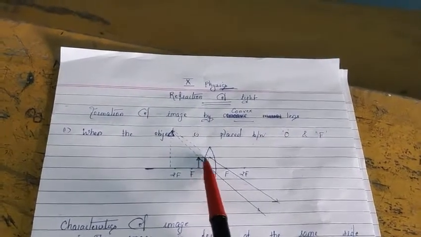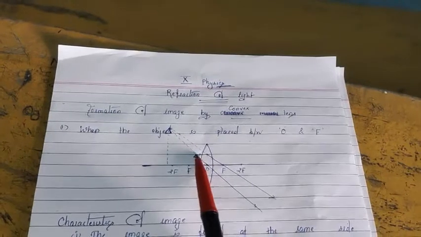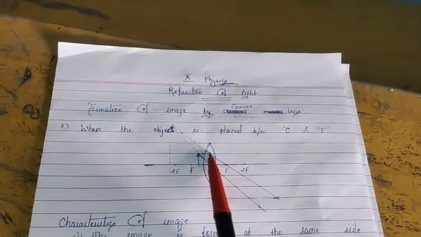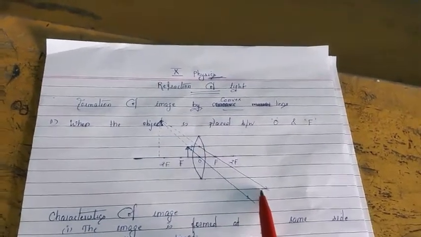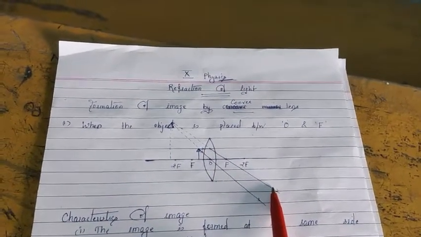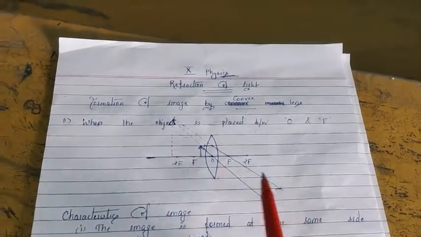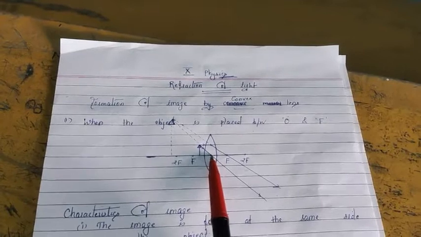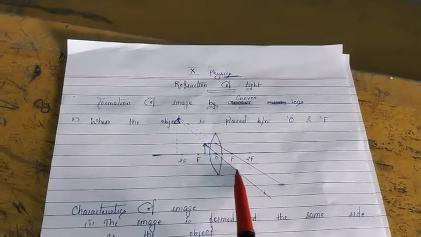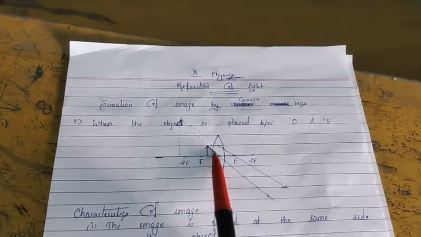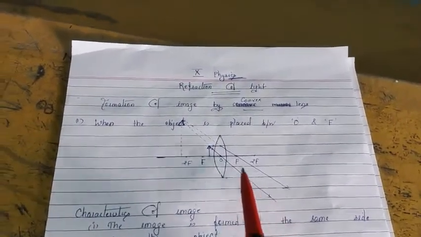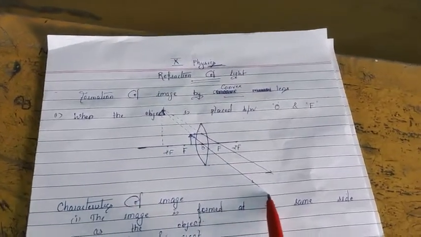Starting from the first incident ray, this is parallel to the principal axis. This is the incident ray coming from the head of the object, which is parallel to the principal axis. The rule is saying that it will pass through focus after refraction. So this is the first refracted ray. For second refracted ray, we have to select the second incident ray, which is coming from the head of the object and passing through the optical center of the lens. The rule is saying that if a ray of light is passing through optical center of the lens, it goes undeviated without bending. So it is just going straight like this.